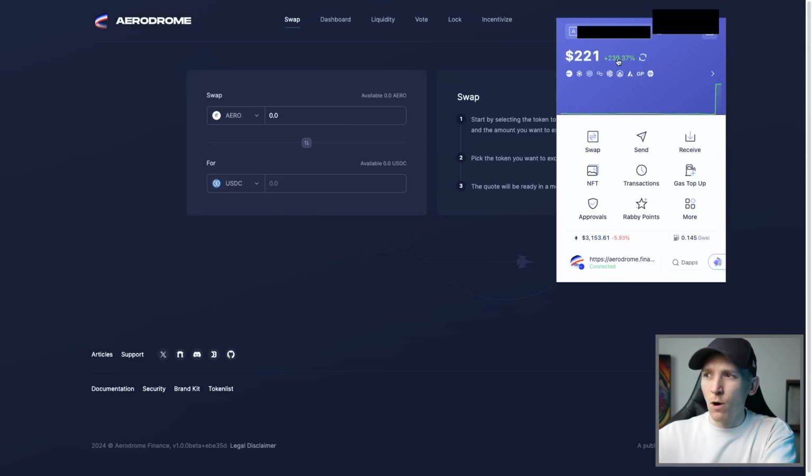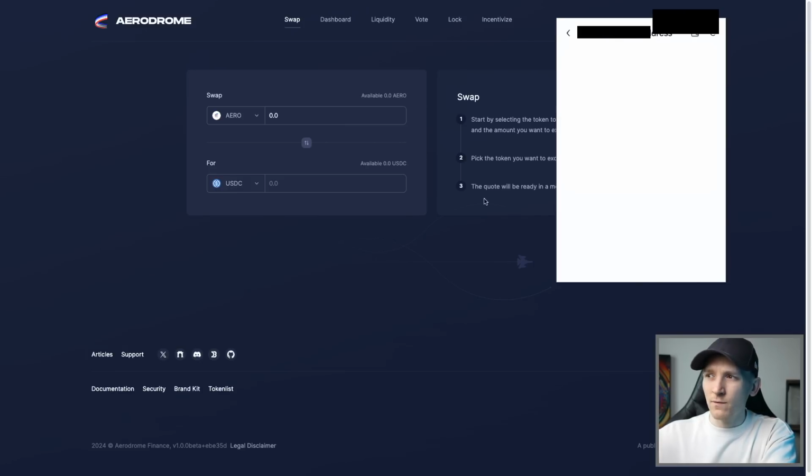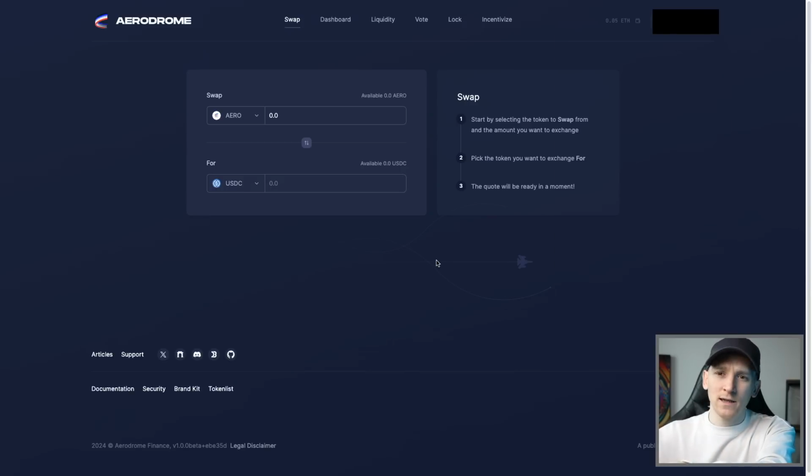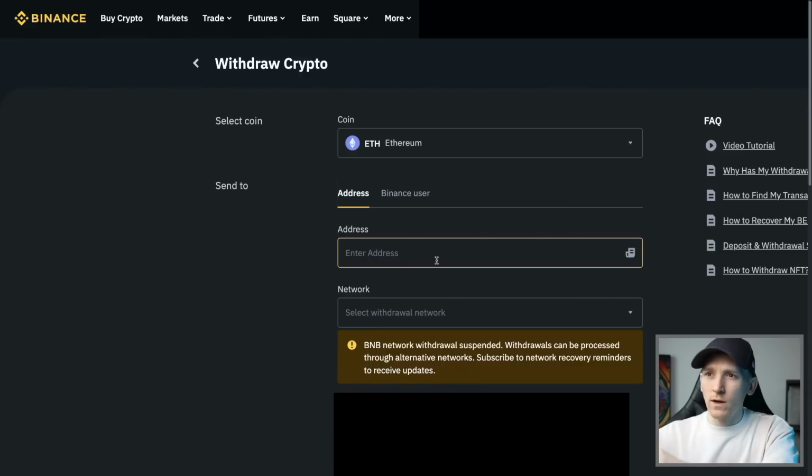What I'm going to do is copy my wallet address. From here, we need to go over and get some ETH into our wallet on the Base network. I'm going to do that with my Binance account. For right now, Binance, OKX, and Bybit, I know for certain, let you withdraw ETH over the Base network. So if you don't have a Coinbase account, it doesn't matter.